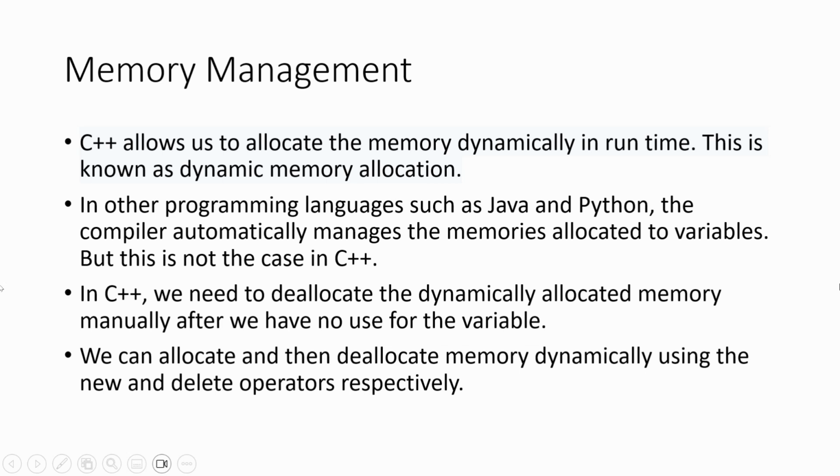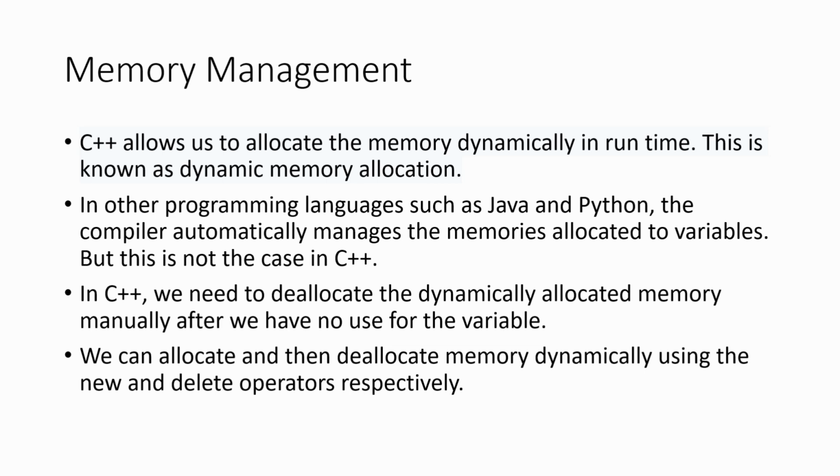Okay, so now let's talk about the final topic, which is memory management. C++ allows you to dynamically allocate memory. You don't have to do it, but it allows you to do it. Whereas in C, you always had to do it.